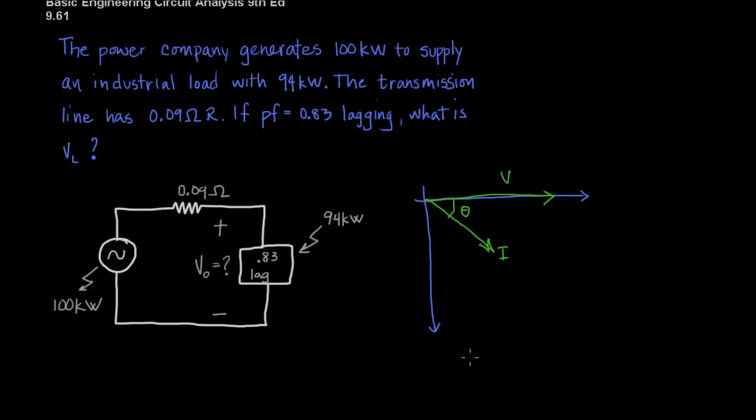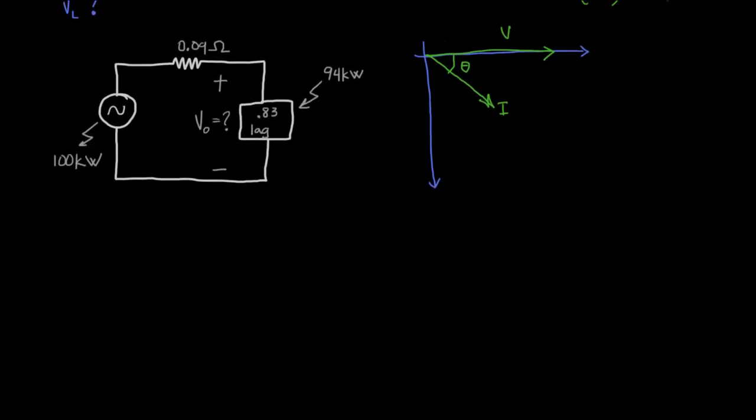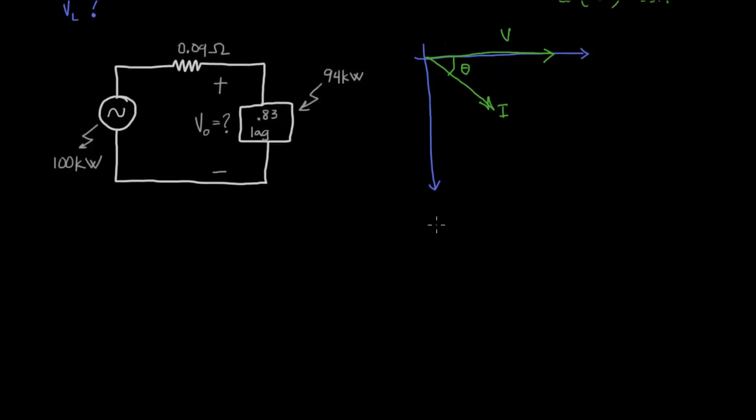Because remember that the power factor is the cosine of the difference between the voltage and the current. And so if you do that, inverse cosine of 0.83, you'll find that that equals 33.9. Okay, next I draw my other complex plane.